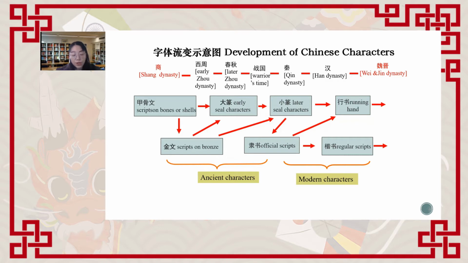From Han to Wei Jing dynasty, we have a running hand. Within this long term, other 3 forms of characters appeared and affected each other. They are scripts on bronze, official scripts, and regular scripts. Those forms of characters divided Chinese characters into 2 types. One is ancient characters, and the other is modern characters.